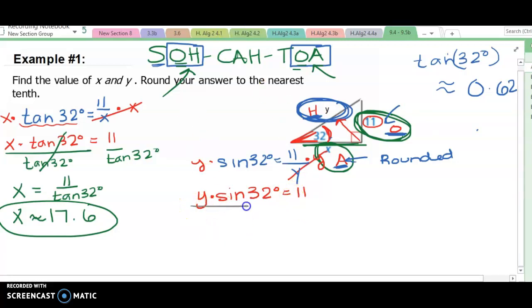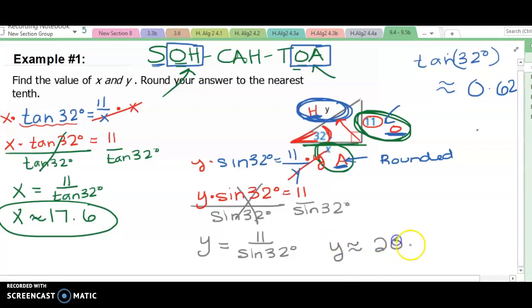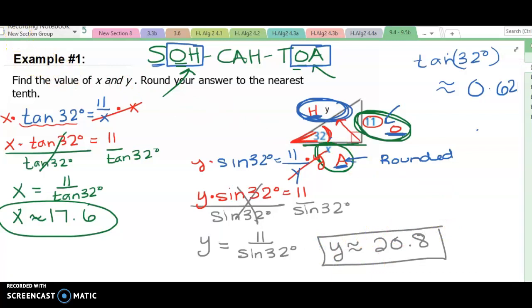Okay, and if I want to get y by itself, I'm going to divide by sine of 32 and divide by sine of 32. Now remember, sine of 32 is just a numeric value, and your calculator knows that value. Okay, so y is equal to 11 over sine of 32. And if I put that in my calculator, 11 divided by sine 32, I get y is approximately 20, let's round this up to 20.8-ish. Okay, so there's how you solve for x and y using trig.